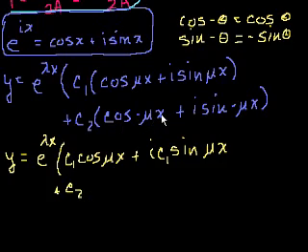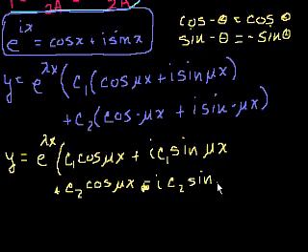Instead of cosine of negative mu x, we know this identity, so we can just write this as cosine of mu x as well, because cosine of minus x is the same thing as cosine of x, plus i times c2 sine of minus mu x. That's the same thing as minus sine of mu x. So actually, let's take the minus sign out there. So minus sine of mu x.